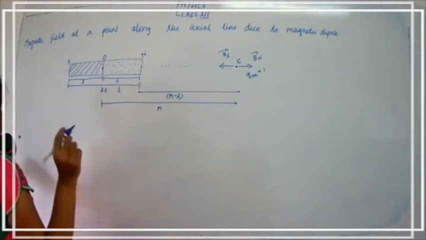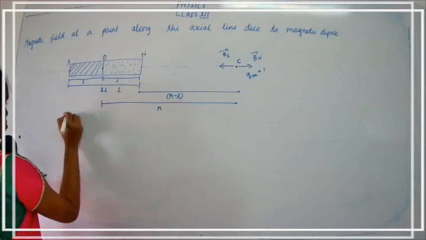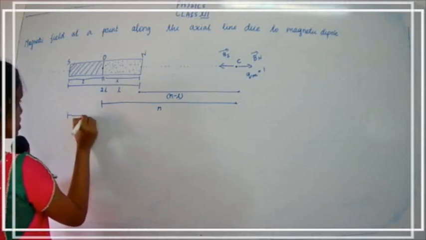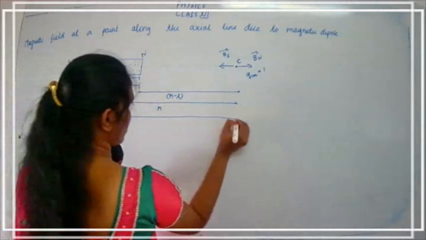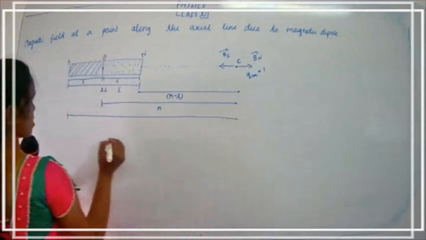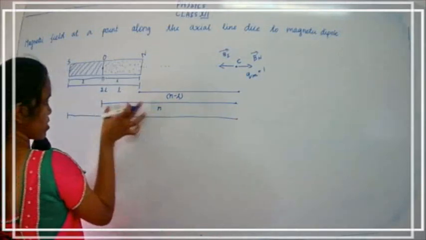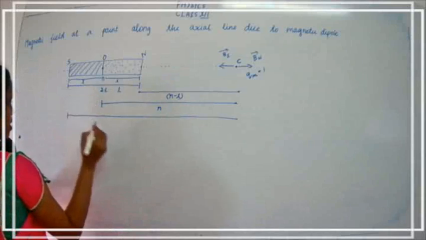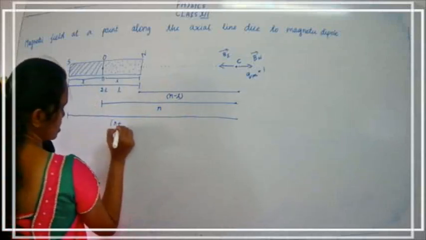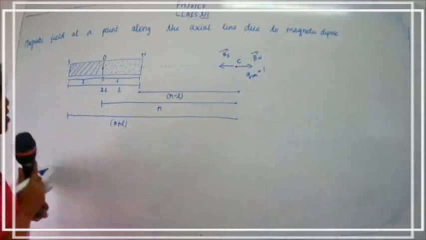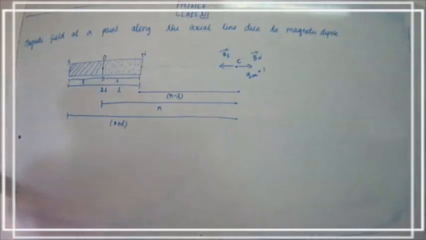Now we have to know the distance between S and C, isn't it? Up to here this is r and this is another L. So this distance is r plus L. Have you understood? I will explain clearly.